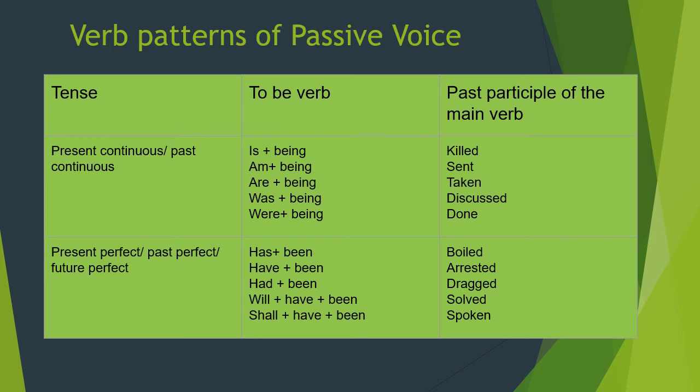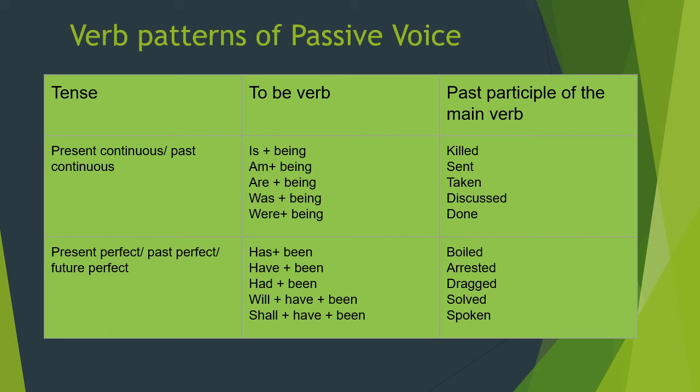Now in case it is past continuous, the structure in active is was plus verb plus ing, but in passive it is was plus being plus past participle if it is singular. If it is plural, were plus being plus past participle.